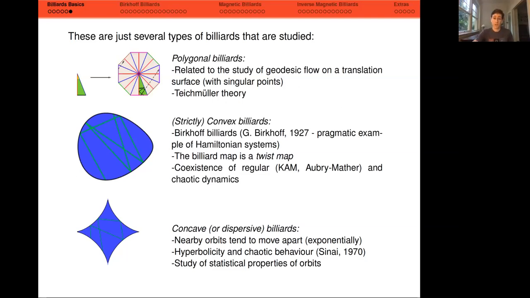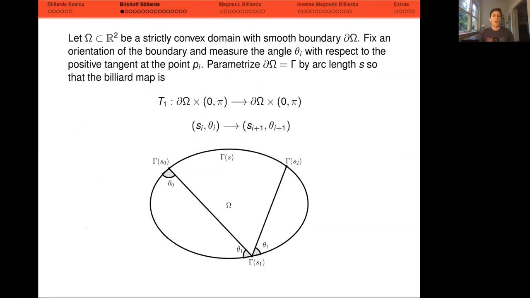In dispersive billiards, this is where a bit more of the hyperbolicity occurs, where we can have chaotic behavior. Nearby orbits can disperse far away from one another, and there are ways that we can measure this statistically. There are several applications to statistical physics from these dispersive billiard tables. So for now, what we're going to focus on are these strictly convex billiards, or what we call Birkhoff billiards.